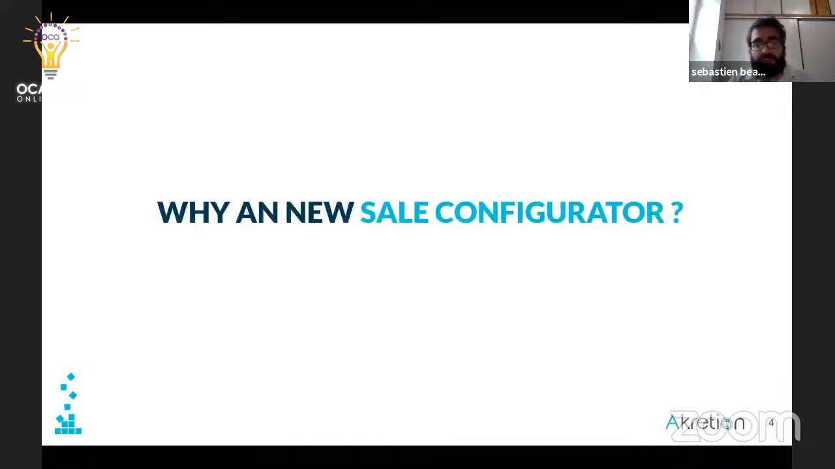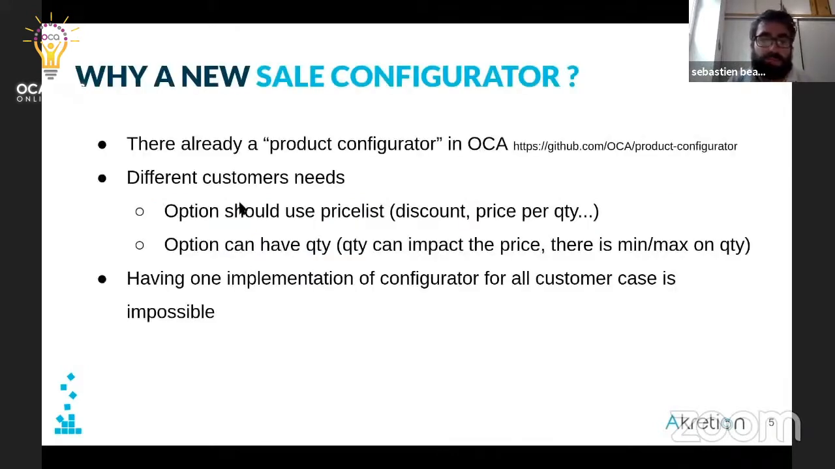So why a new sell configurator? There is already a product configurator in the OCA. It's based on variants. So every time you have to define all of your attributes, and then when you sell a product, you say I'm going to take this color, this size, this option, and this option. It's going to create a new product variant. This is a way to implement a configurator, but it has some limitations.